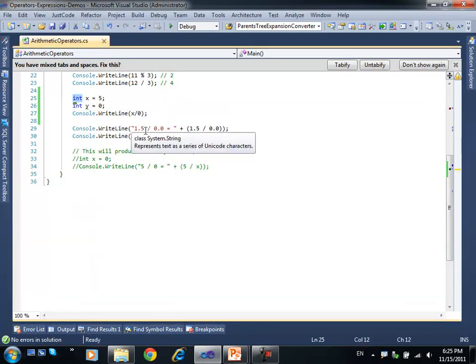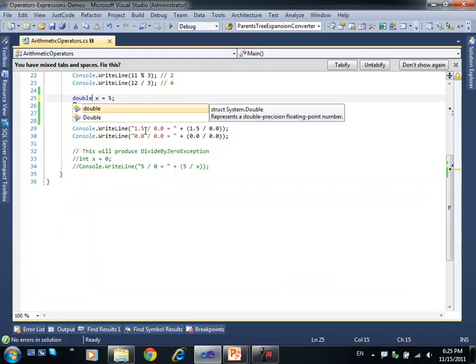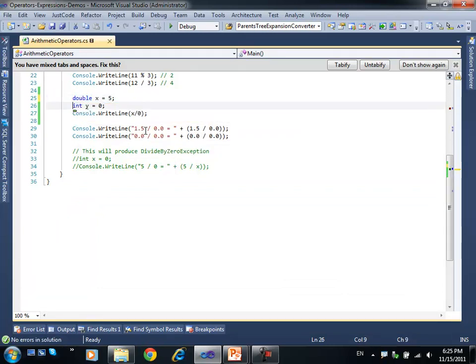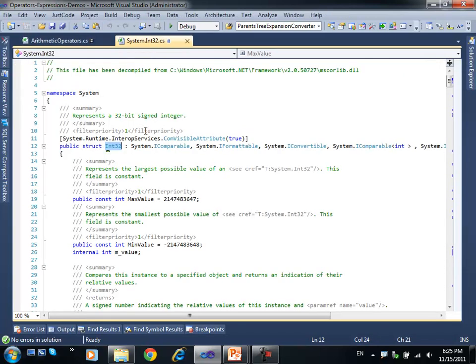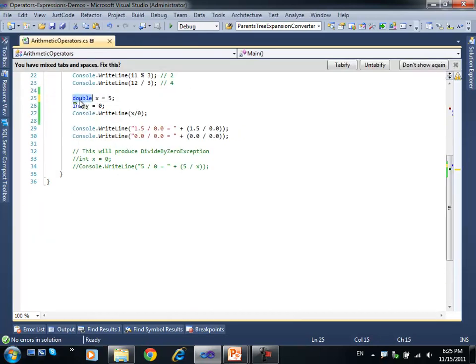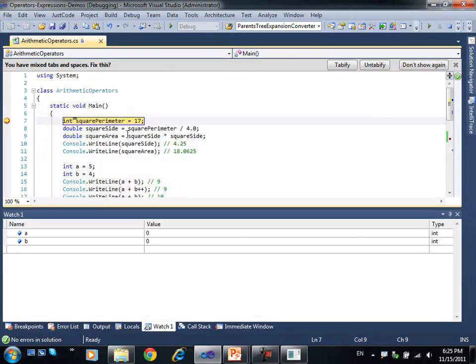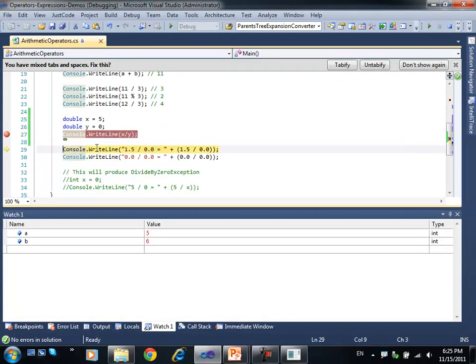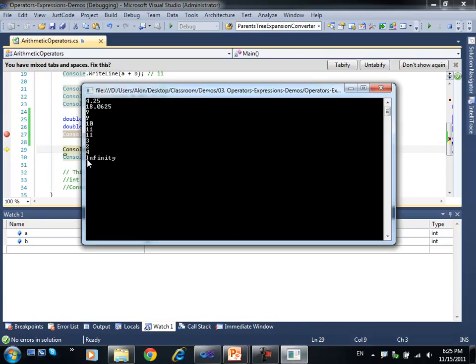But what happens if those numbers are not ints, but they are floating points, and by default, the floating point numbers which are not specified are doubles? This passed. We didn't crash. We didn't get a division by 0. We managed to build a program. But we got here a value which says infinity.